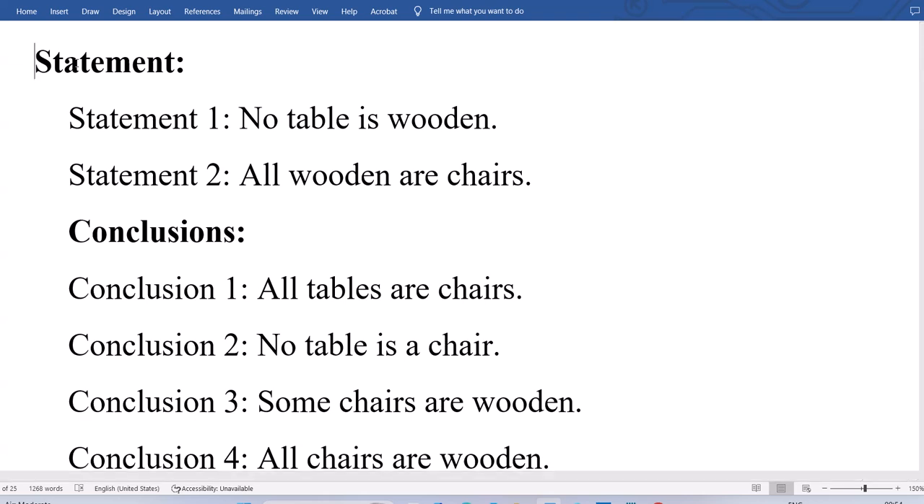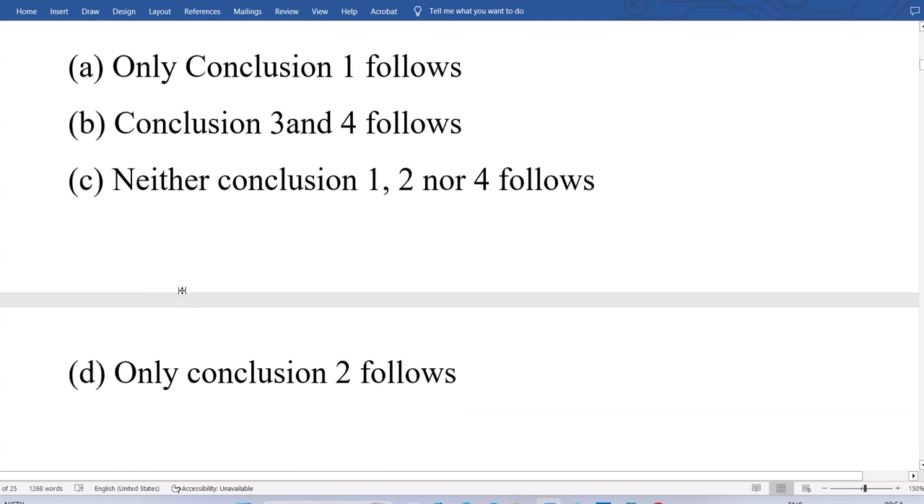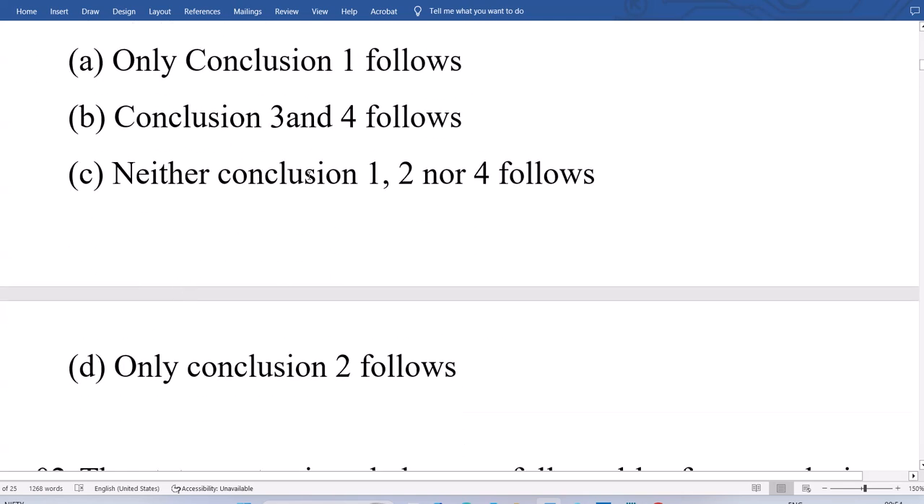Statements: No table is wooden, all wooden are chairs. Two statements are given, but they have given 4 conclusions. You decide which conclusion is true and which conclusion is false. I'll just show you the options also. Just have a glimpse here. There is nothing called either or. Only 1, 3 and 4, only 2, 1, 2, 4.